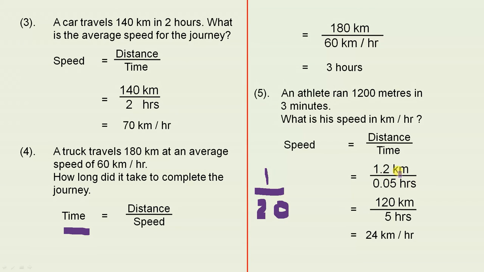So we have 1.2 kilometres over 0.05 hours. Multiply top and bottom by 100 to remove the decimal points. That gives you 120 kilometres over 5 hours. 5 into 120, and that's 24 kilometres per hour.